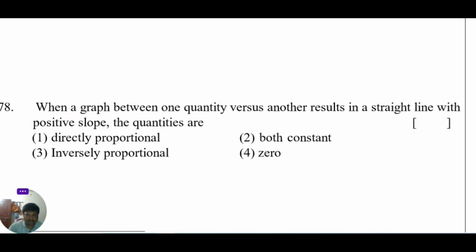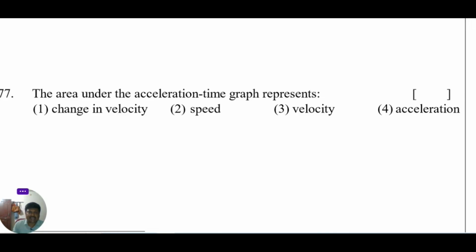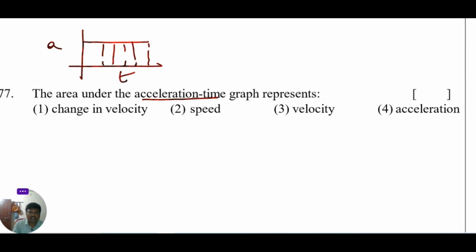Next, go to the 77th one. The area under the acceleration-time graph represents. My dear children, here this is acceleration, this is time. Suppose we draw any one type of graph. This is the area under the graph. Already we know very well, area means nothing but multiplication, that means y-axis into x-axis. So the area under the acceleration-time graph gives nothing but change in velocity.